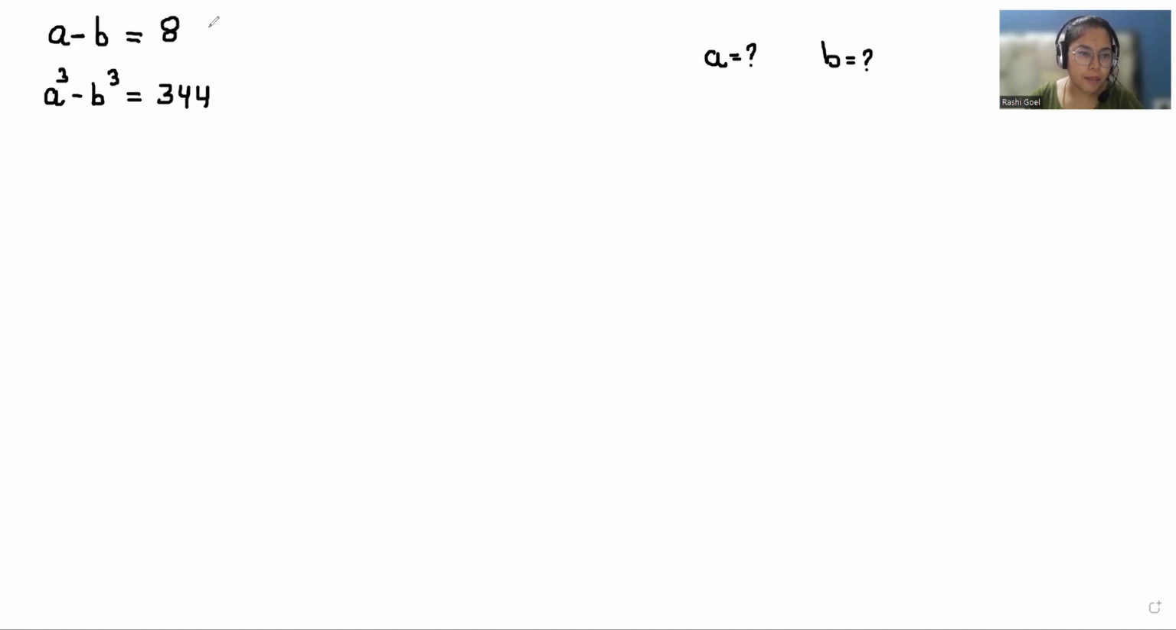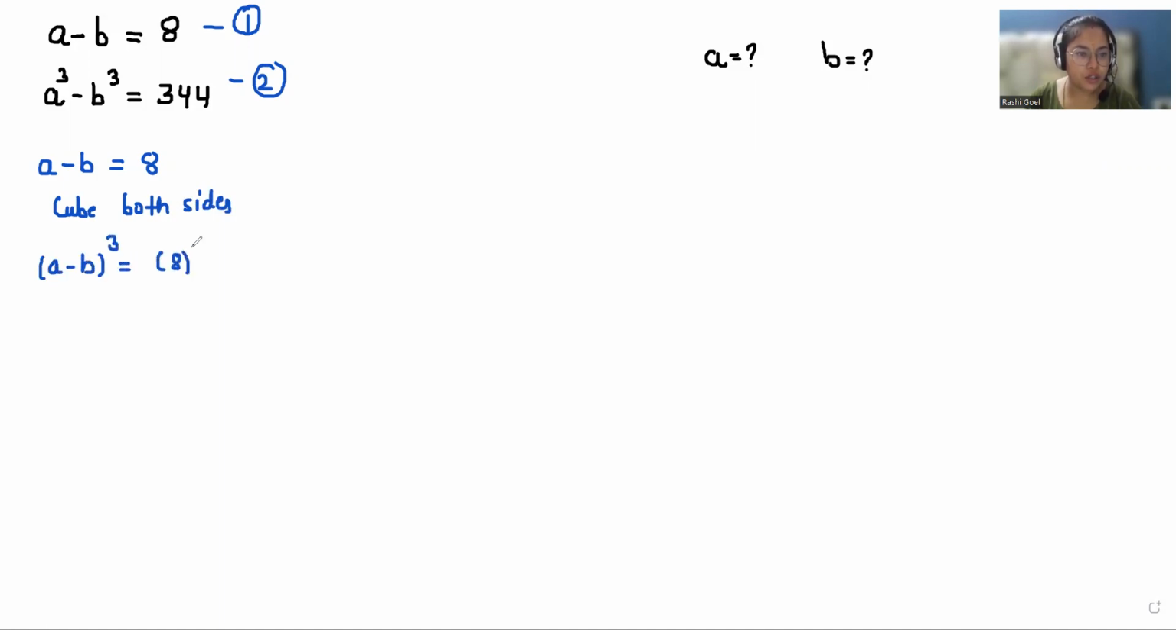So in the first step, I'm considering this as equation number 1 and this as equation number 2. So I'm taking equation number 1: a minus b equals 8. Now I'm cubing both sides. So the value of (a minus b) whole cube is 8 cube, which is 512.